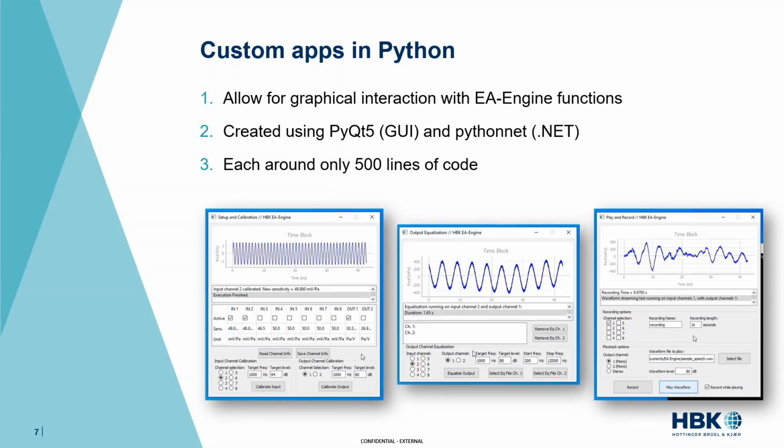Now for the fun stuff. I created 3 custom applications in Python, which allow for some graphical interaction with these EA Engine functions. I used the PyQt5 GUI package for the interface, which is a pretty common and popular Python GUI package, as well as the PythonNet package for the .NET communication. That's Python's .NET package.